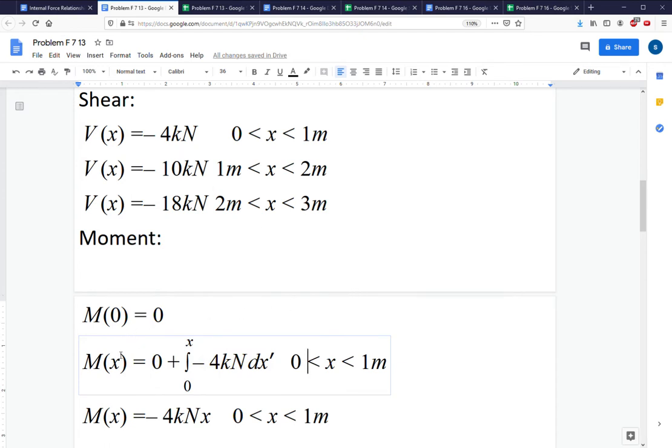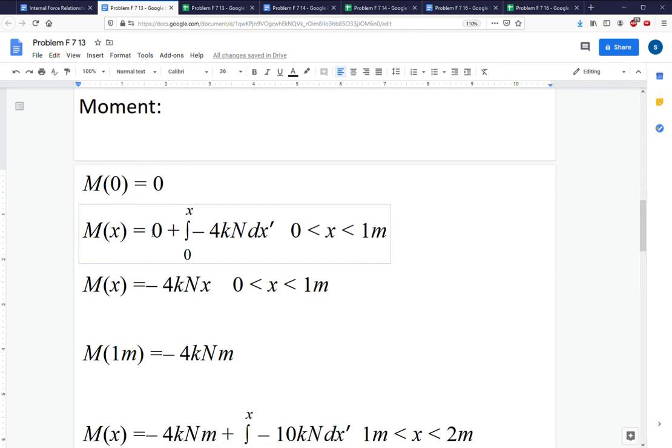So for the first piece, moment of x is equal to 0, which is the moment at the point that it starts. It starts at 0, goes up to x. The shear function is negative 4 kilonewtons, so the integral of negative 4 kilonewtons dx is negative 4 kilonewtons x. And this one's easy enough because we go from 0 to x. So the moment function, at least for that first segment of the beam, is negative 4 kilonewtons x.